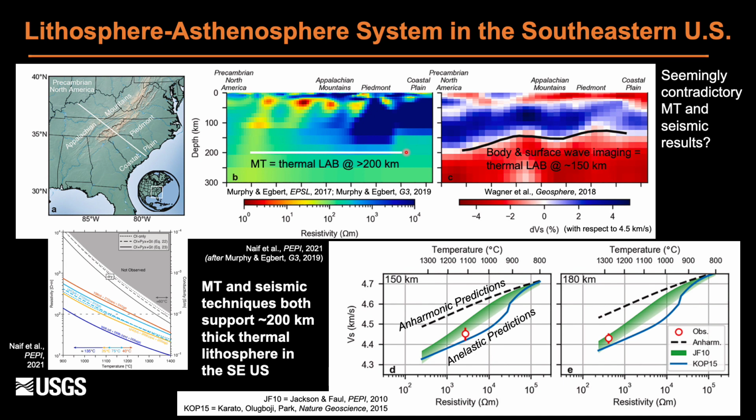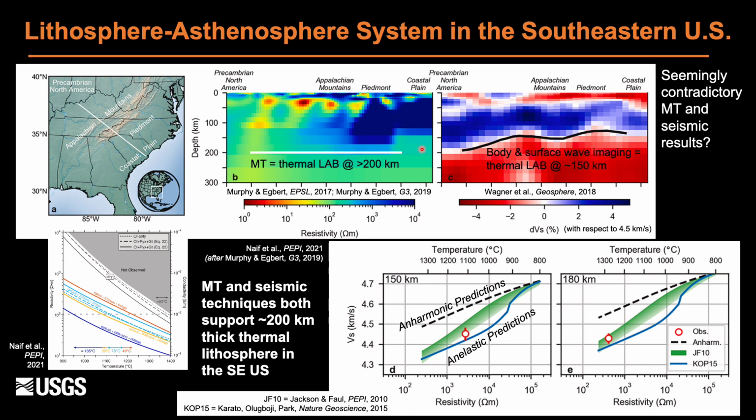Our MT results then indicate that the lithosphere here is characterized by this big, thick, cold, coherent block that has existed at least for the last 200 million years, since the last major tectonomagmatic event along this now passive margin.